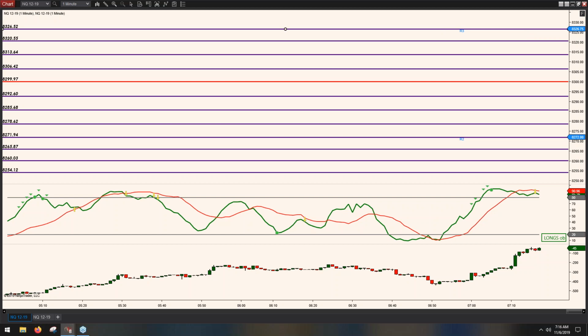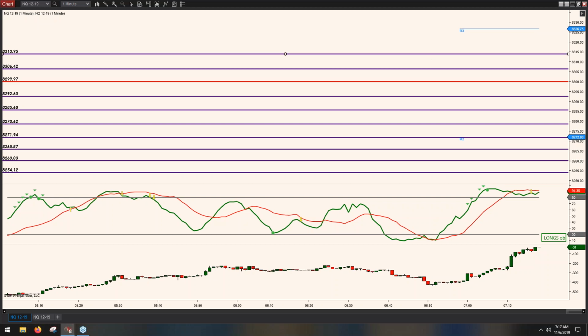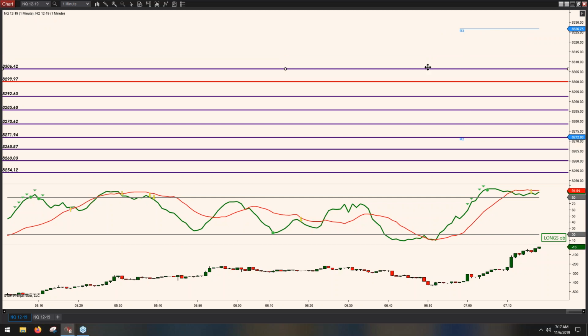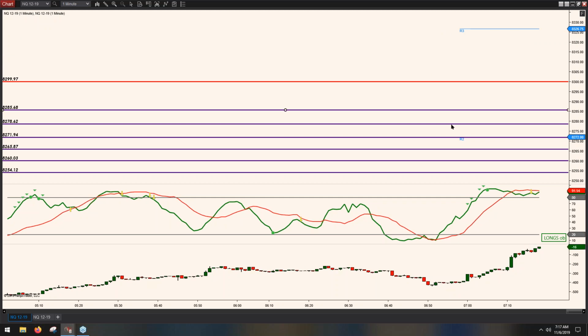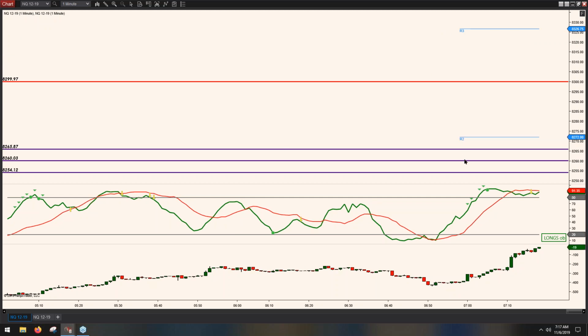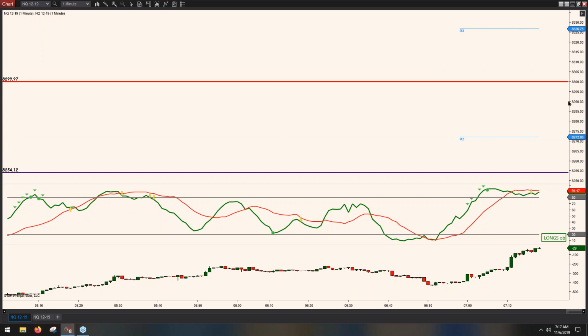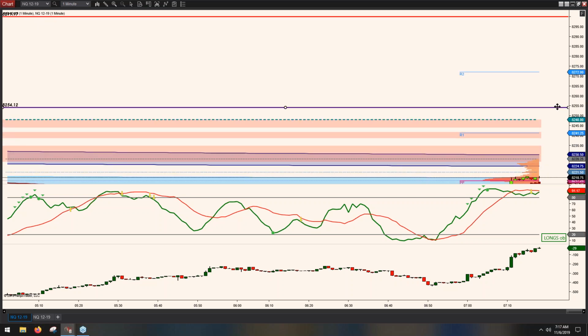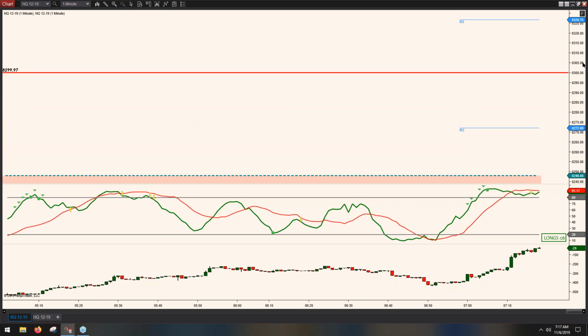Now, the thing to remember is that all these Floor Trader pivots, R3, R2, R1, the pivot point, will be different tomorrow, because today's are based on yesterday's range, and tomorrow's will be based on today's range. So if you plan on doing this tomorrow, you'll have to start over.